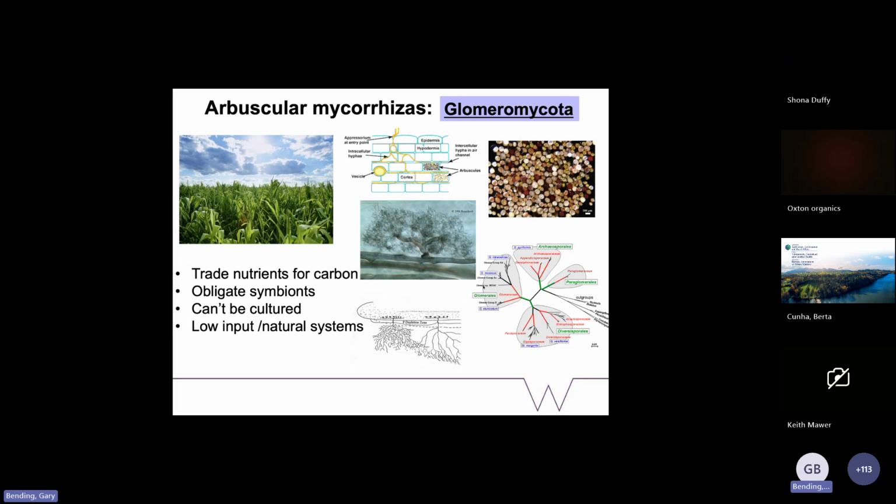There is symbiosis in which the plants trade carbon for nutrients. The plants fix carbon for photosynthesis. They trade it for nutrients, particularly phosphorus, from the fungal partner. Now, the fungal partner exists within the soil as spores, and this is a nice image of some spores collected from soil.